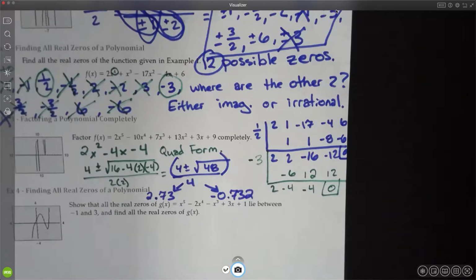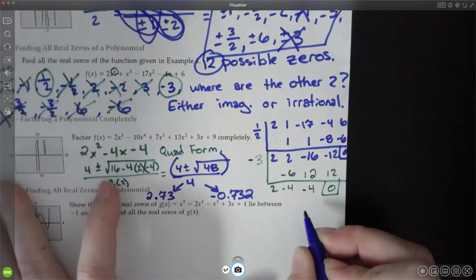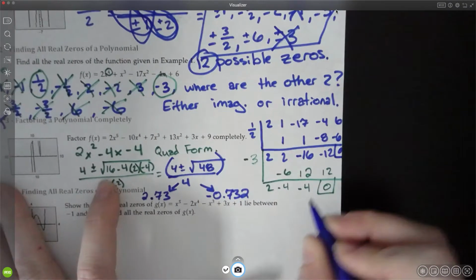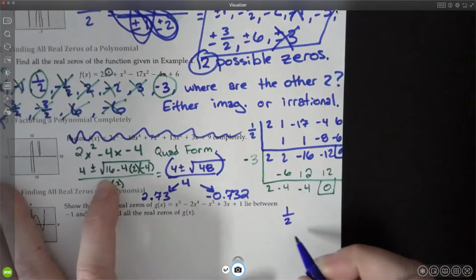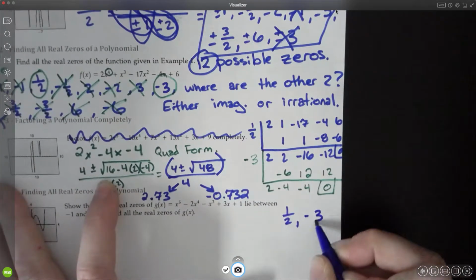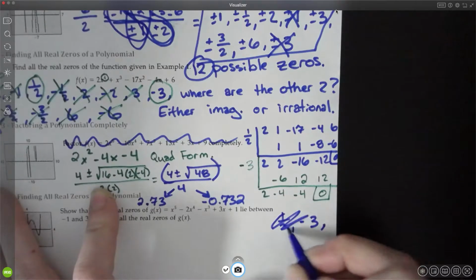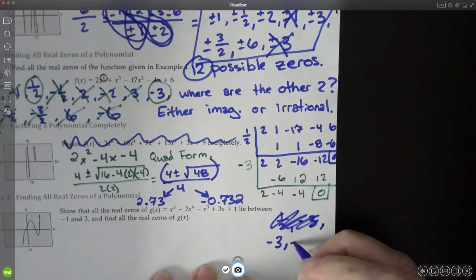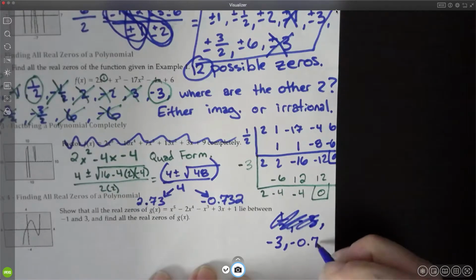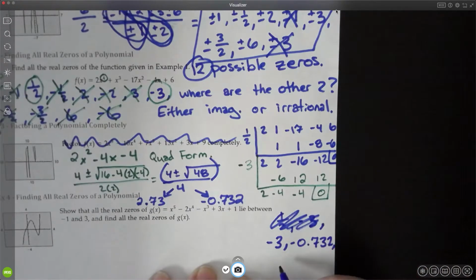Okay, so I have just found all 4 of them. What are they? 2.73, 1/2, negative 3. We should go from least to greatest? Sure. Negative 3, negative 0.732, 1/2, and 2.73.